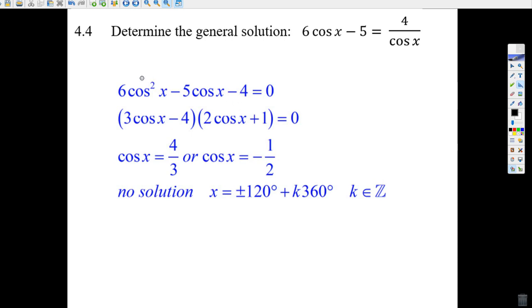Now you know you could cheat by going a is 6, b is minus 5, and c is minus 4 into the quadratic formula, and you'd get two answers out, 4 over 3 or minus 1 over 2. And that would be all right. You could say by the quadratic formula if you got stuck. But it's better if you can factor.